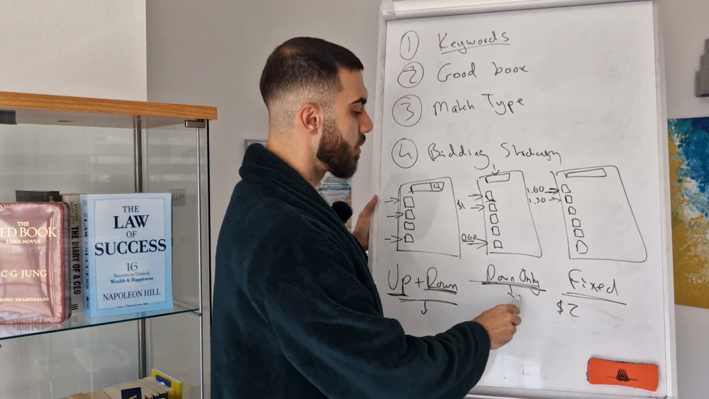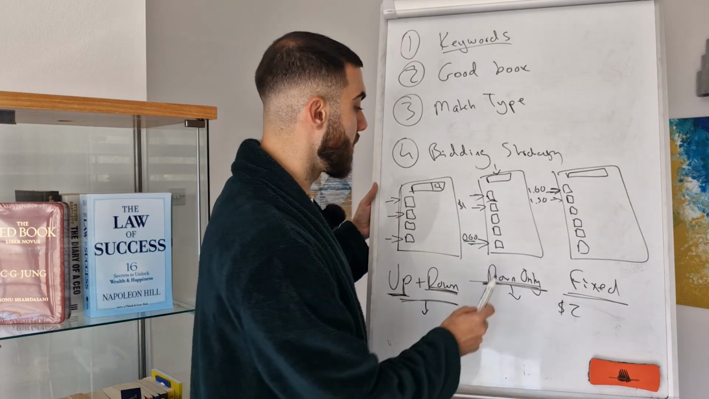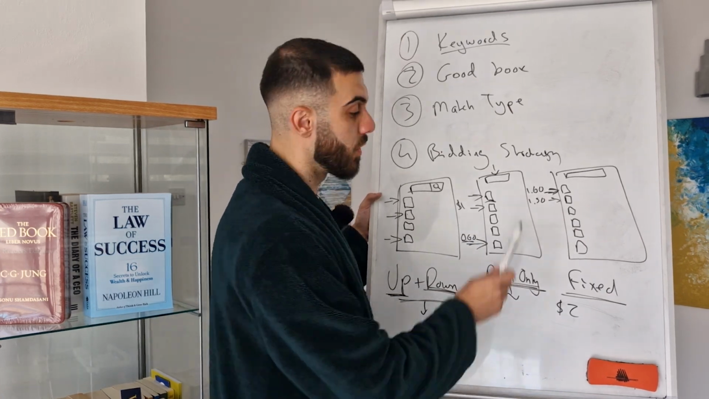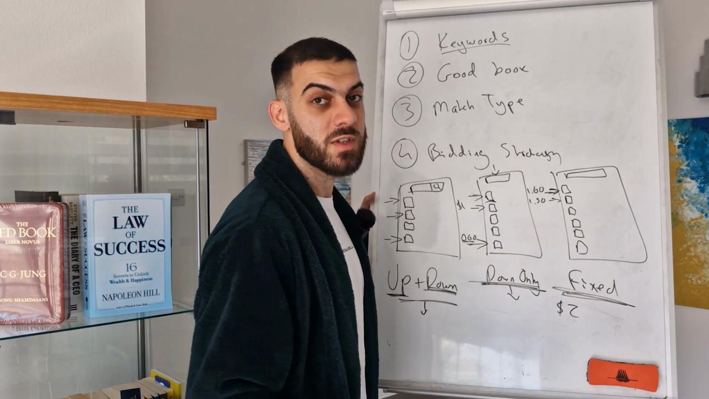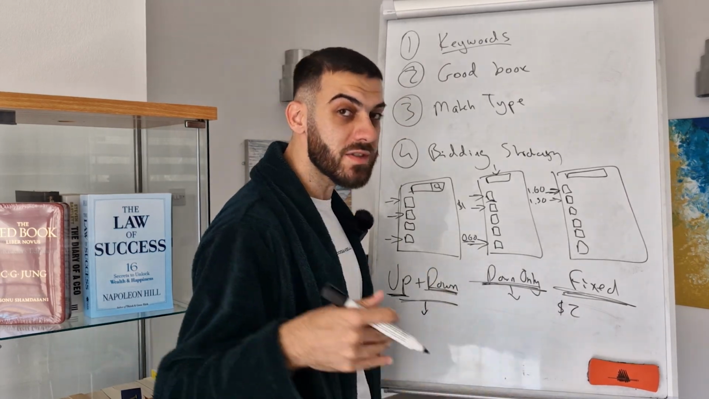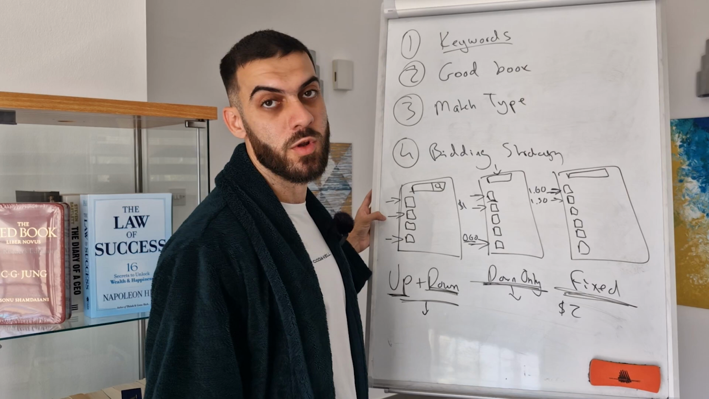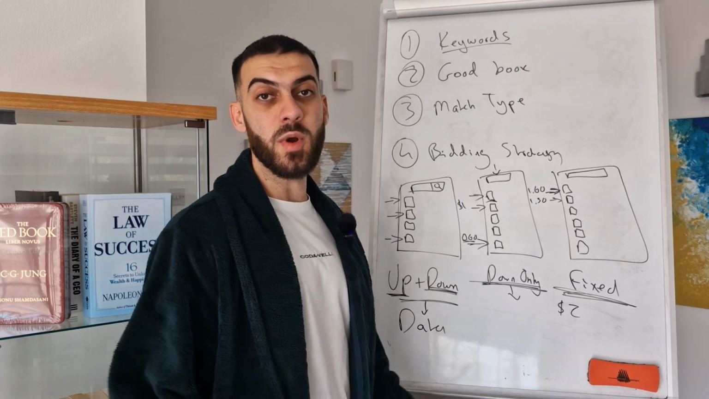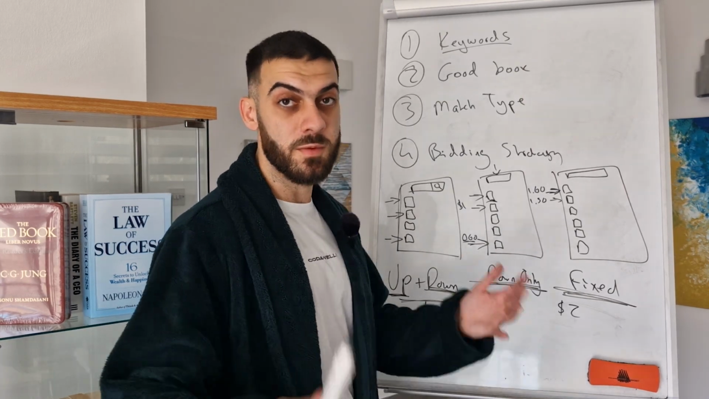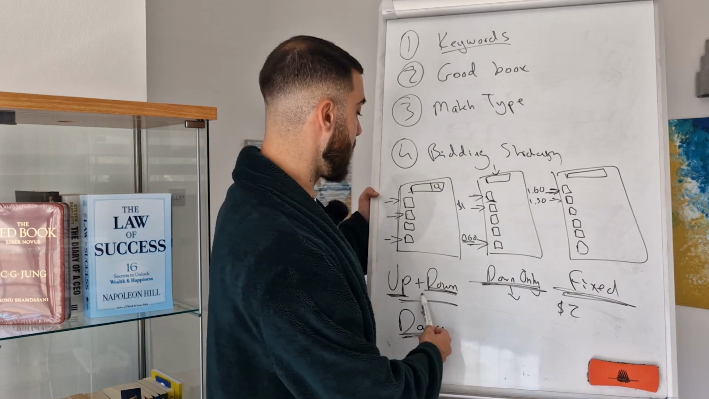A lot of people are going to say down only because it's the cheapest one, lowest cost, but that's not actually the one that you want to go for. The one that I go for is fixed bids because I have more control. This one, how does Amazon know if you're going to convert well for the keyword or not? It needs data. If it's a brand new book, you don't have any data. If it's a book that already has data, then great. This might work well for you.